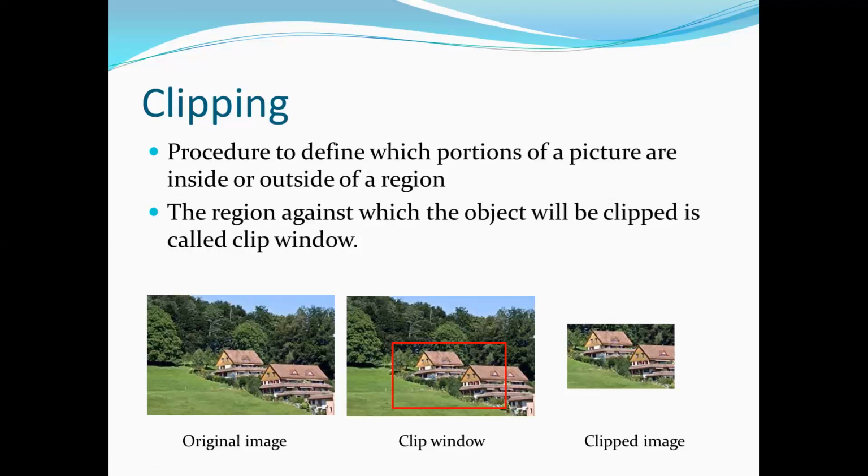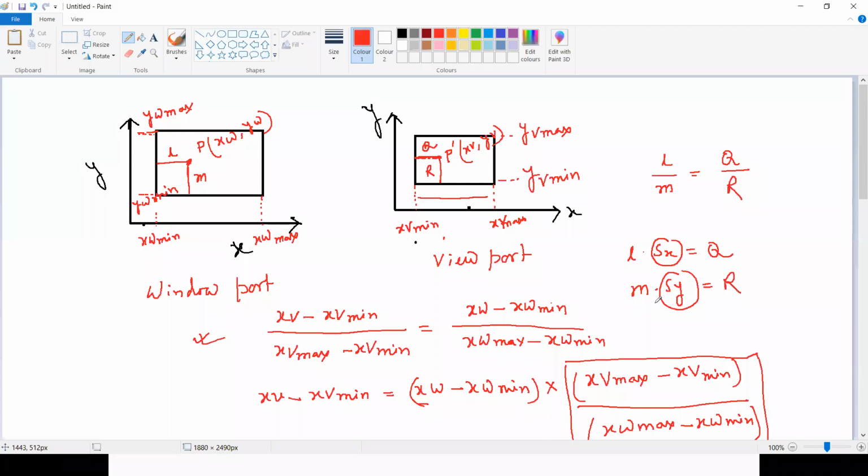Now we will discuss point clipping. Point clipping is very easy. You have the clip window and you have a point, and you can check whether the point is inside the window or not.